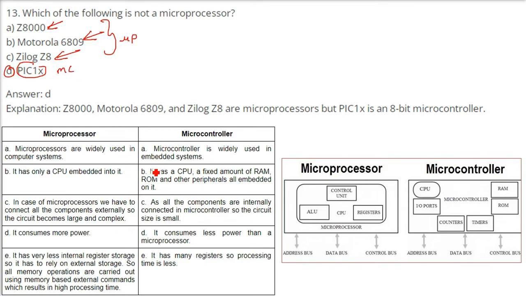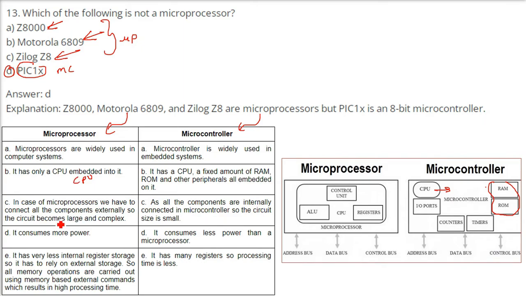So what is the difference between microprocessor and microcontroller? Whenever you see a computer system, microprocessors are widely used in computer systems, laptops, etc. Microcontrollers are widely used in embedded systems, like your washing machine, like your microwave oven. The microprocessor has only a CPU in it. The microcontroller has a CPU, a fixed amount of RAM, ROM, and other peripherals also embedded in it. So random access memory, ROM is there.